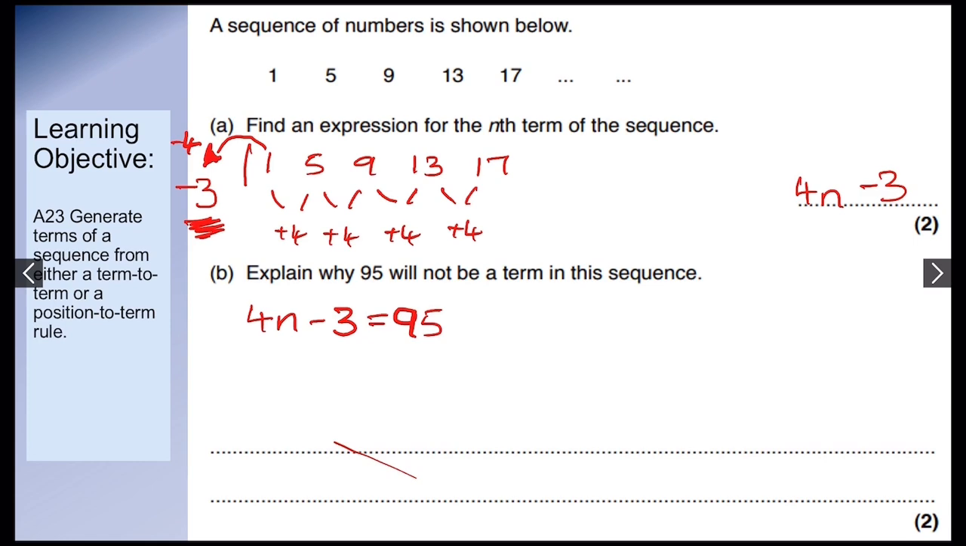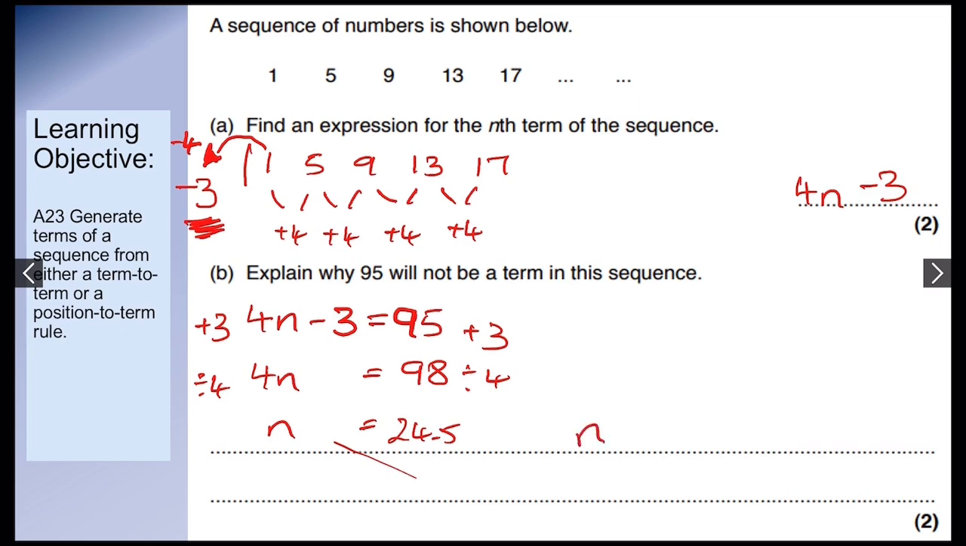Now, can we solve that equation? Well, hopefully the answer is yes. We were doing that in the lessons in the lead up to your PPE. So what I'm doing first, I need to get rid of the add or take away bit first. So I need to add on 3 to both sides. So I have now 4n is equal to 98. Now how do I get rid of that times by 4? I'm going to be dividing by 4. So I know that n must be 24.5. Now 24.5 isn't a term.